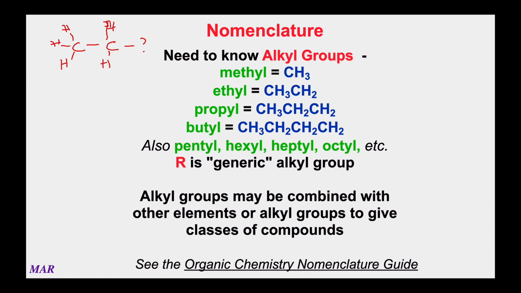Alkyl groups may be combined with other elements or other alkyl groups to give classes of compounds. So we're going to see that organic chemistry is split into different types of compounds or classes. The alkyl groups are the building block. So you could put two methyls together, for example, or you could put a methyl and an ethyl, or a propyl and a butyl, or anything like that. You could also combine them with hydrogen and chlorine and a whole bunch of different things.